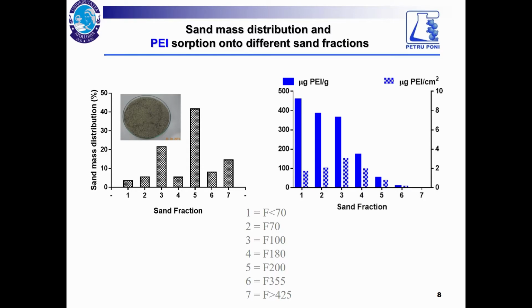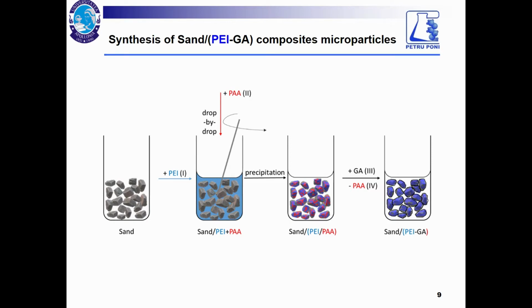The sand mass distribution shows that fractions F200 and F100 are the most abundant fractions in the polydisperse natural sand. The polyelectrolyte sorption experiments show a very low sorbed amount of polycation due to the low external surface of the sand. The maximum sorbed amount corresponds to the lower fraction and decreases with the sand particle size. Using only pH sorption, it's hard to deposit high amounts of polyelectrolytes on sand particles.